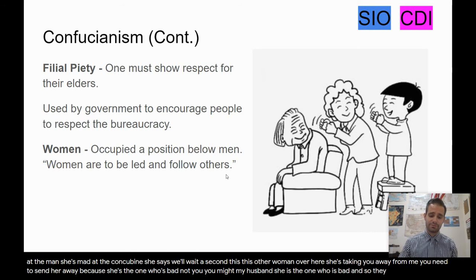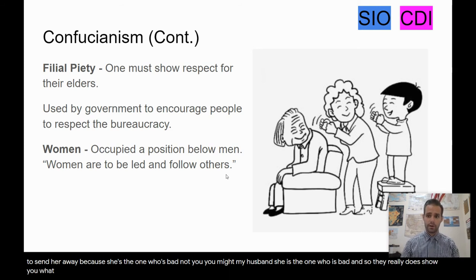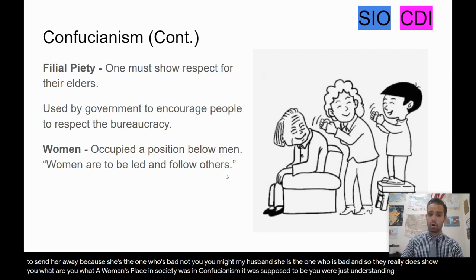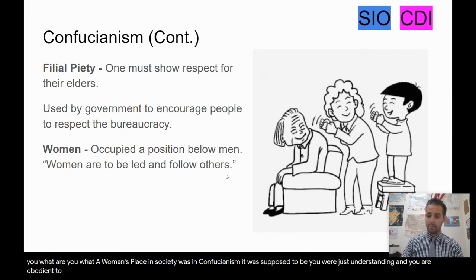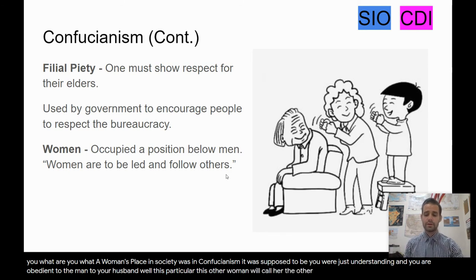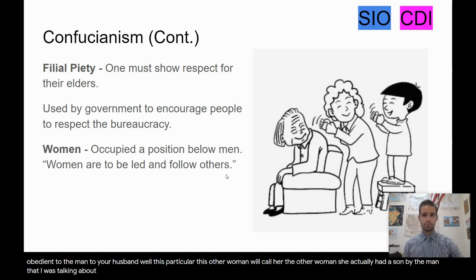So that really does show you what a woman's place in society was in Confucianism. It was supposed to be, you are just understanding and you are obedient to the man, to your husband. Well, this other woman, we'll call her the other woman, she actually had a son by the man that I was talking about. So once that woman is sent away, she has a son and has to raise him on her own.